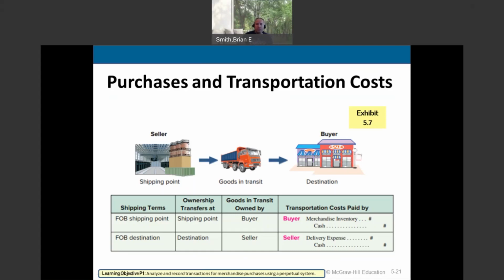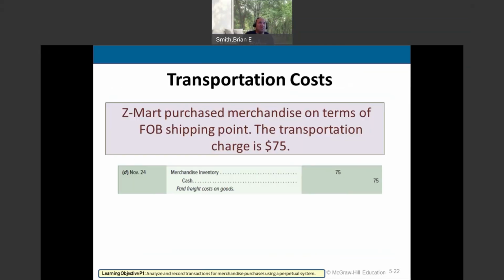Here's an example. Z-Mart purchased merchandise on terms of FOB shipping point. Transportation charge is $75. So we're Z-Mart. We bought the stuff. It's FOB shipping point. It means we're going to pay for it in transit. And so we're going to own it at the shipping point. So we're paying the shipping charges, and we will put that to inventory.